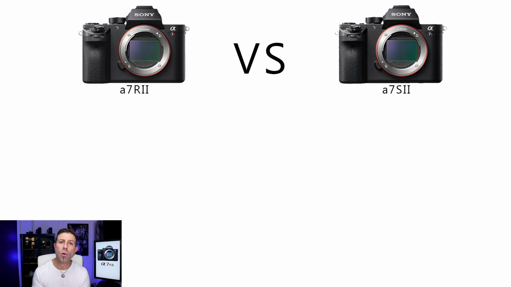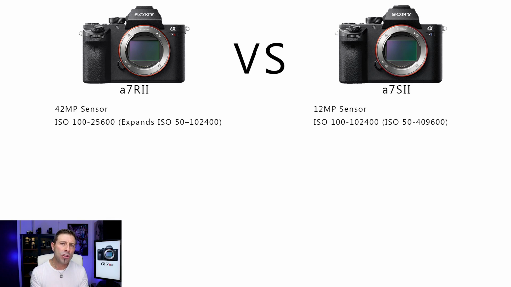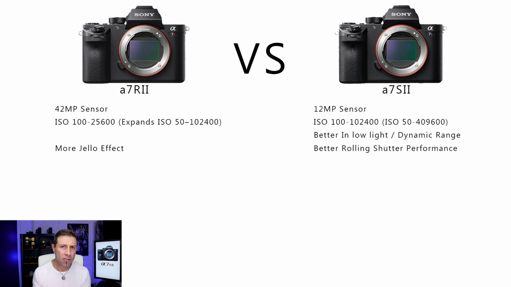The Sony Alpha R2 had a 42 megapixel sensor, whereas the S2 had only a 12 megapixel sensor. Now in ISO, the R2 only went up to about 25,600 ISO, whereas the S2 went all the way up to 102,000 ISO. Now, as far as dynamic range, the S2 had a better dynamic range and it did better in low light, smaller sensor. Now, rolling shutter was always an issue with both cameras, but the R2 had a lot more rolling shutter in comparison to the S2. Why is that? Well, a larger sensor is going to be more prone to the rolling shutter.